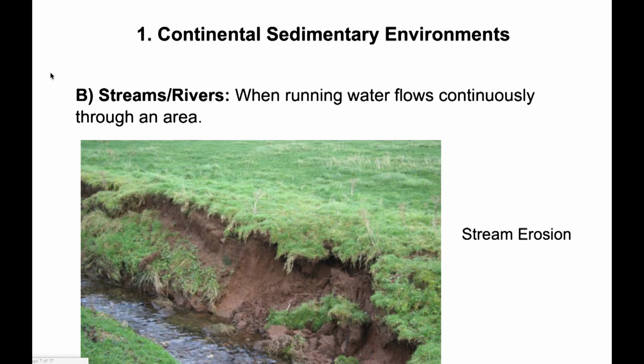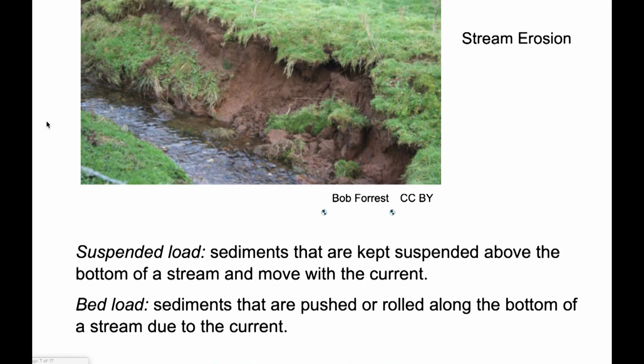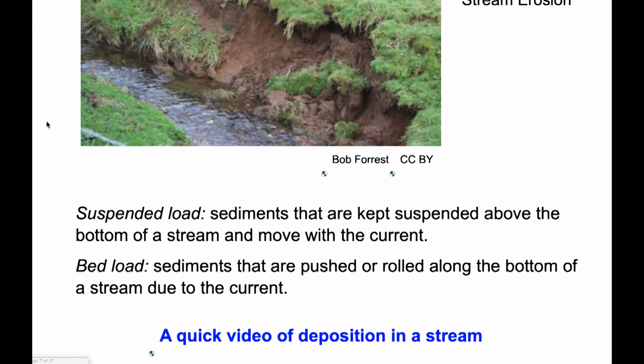Next up, streams and rivers. We've got lots of streams and rivers; we can see them all the time. We've got running water flowing continuously in one direction through a region. This can obviously lead to erosion. We see a lot of erosion around streams and rivers that exist today. But we can also tell where a stream or river used to be based on the structures that are around.